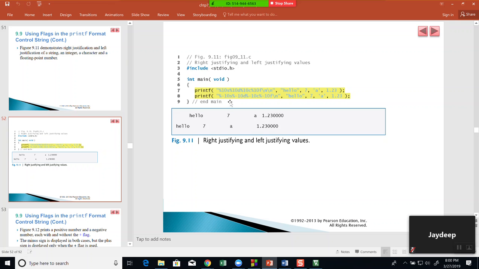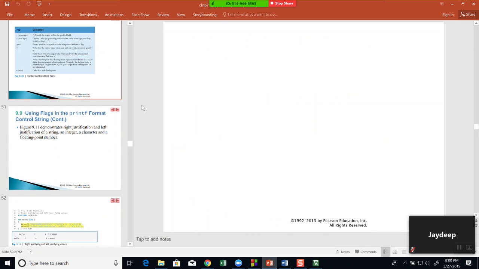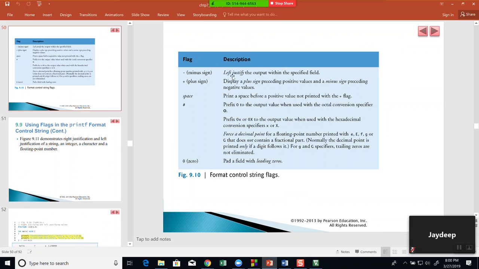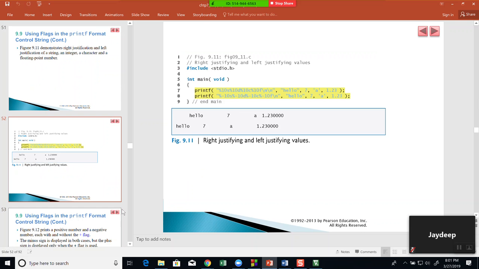And this is what they're talking about here. I don't remember the little dash, the little negative, being left justified. Yeah, it is. Dash is left justified. Okay, never mind. Then this other one is just %10s and it right justifies it. So just different ways you can do justification.